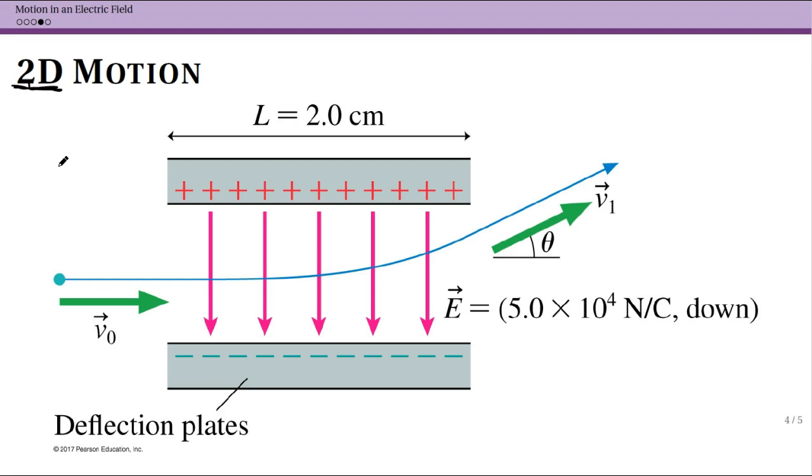When we dealt with two-dimensional motion in mechanics, we looked at separately our x component and our y component. So our horizontal component stays the same. It does not experience an acceleration in the horizontal direction. This is also a problem where we would ignore gravity. We would only consider the force from the field itself.